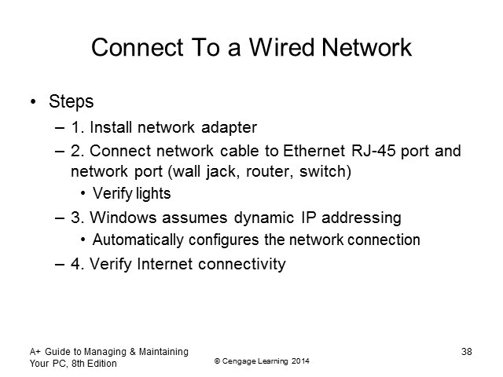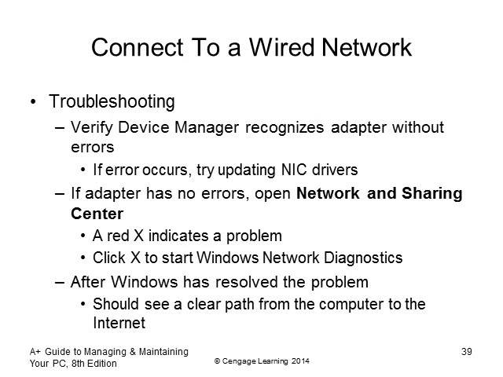Windows is going to assume that it's using dynamic IP addressing, and then you're going to verify your internet connectivity. If that doesn't work, you need to troubleshoot. You want to verify that Device Manager sees the adapter and does not report errors. It'll report errors by using either a question mark or an exclamation point. If an adapter does not have an error but you're still not able to connect, you want to open the Network and Sharing Center. A red X indicates a problem, so you click on the X to start up Windows Network Diagnostics. Hopefully that'll take care of it. Windows will resolve the problem, and then you should be able to connect to the internet.